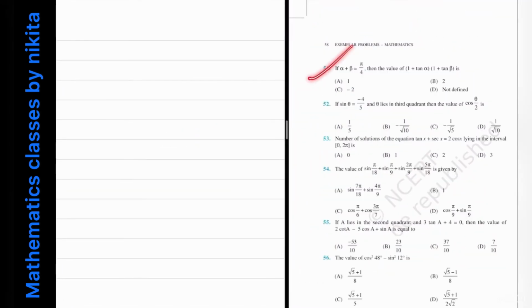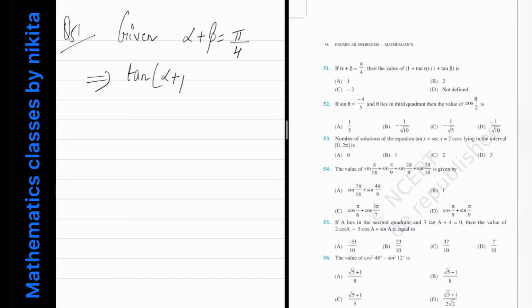Question number 51. If alpha plus beta is equal to pi by 4, then the value of (1 plus tan alpha) into (1 plus tan beta) is. And the four options are 1, 2, minus 2 and not defined. So question number 51. Now given is that alpha plus beta is equal to pi by 4, and this implies that tan of (alpha plus beta) is equal to tan pi by 4, and tan pi by 4 is 1.